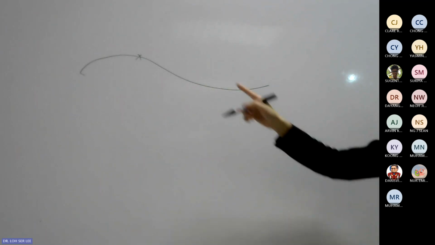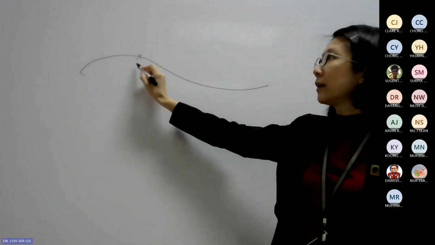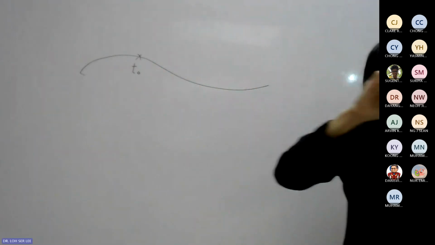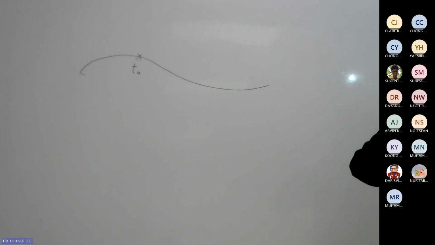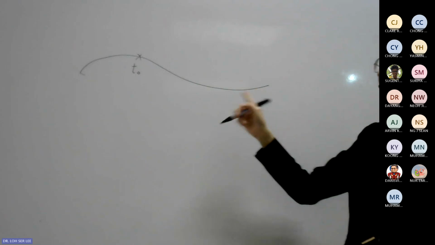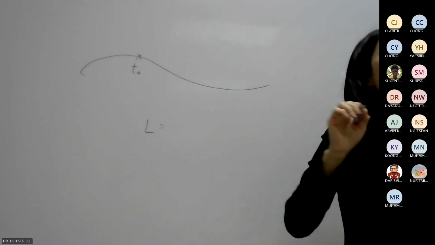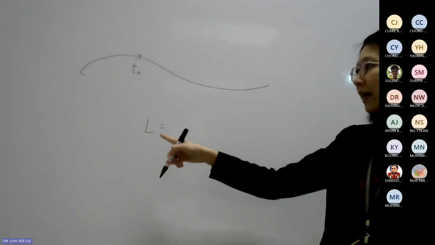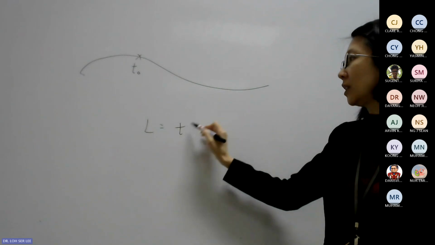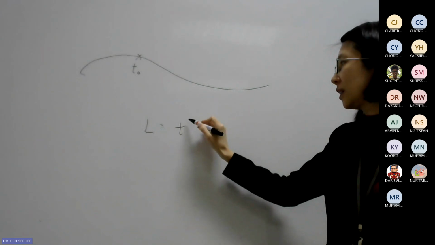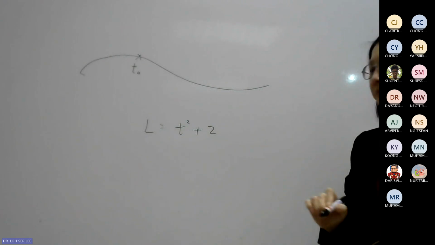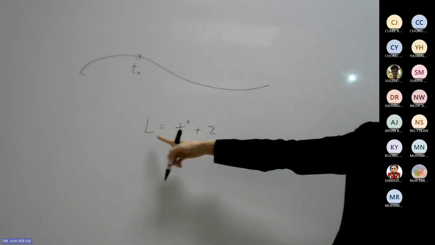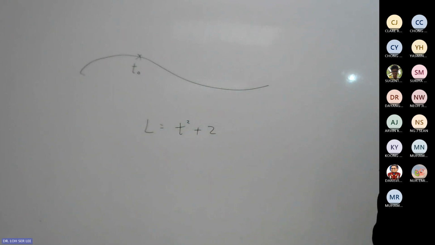Okay, when you are given the starting and ending point, we know where to start and where to stop. But if you are given only the starting point, let's say t0 is the starting point, we do not know where to stop. Then what we find will be a function in t. Your arc length will be a function in t, for example, t squared plus 2.